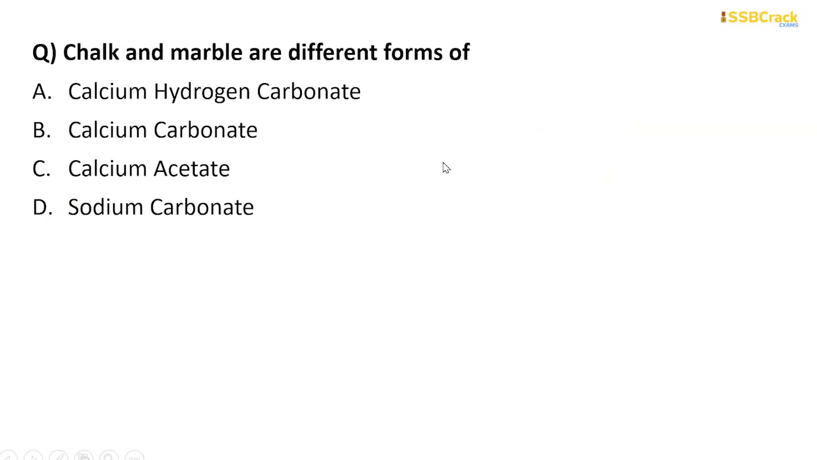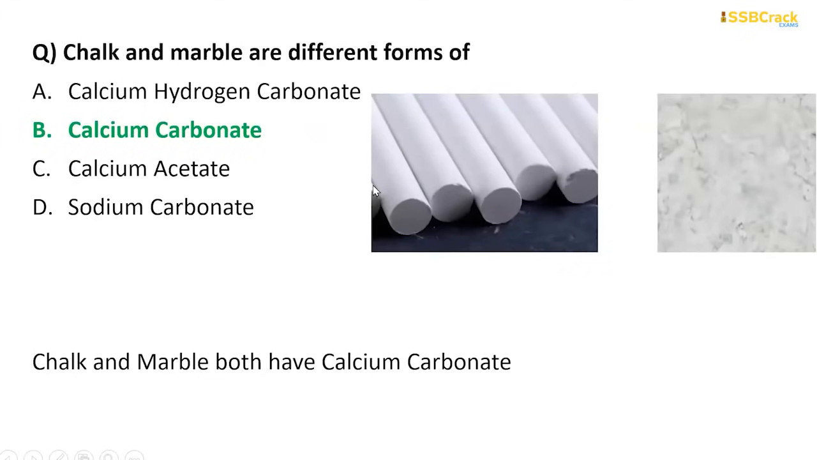Moving on to the next question, we have: chalk and marble are different forms of. We have to identify the compound that chalk and marble are made up of. The correct answer for this question is calcium carbonate. Yes, calcium carbonate is found in chalk, and it's there in marble also, and you can also call it limestone.